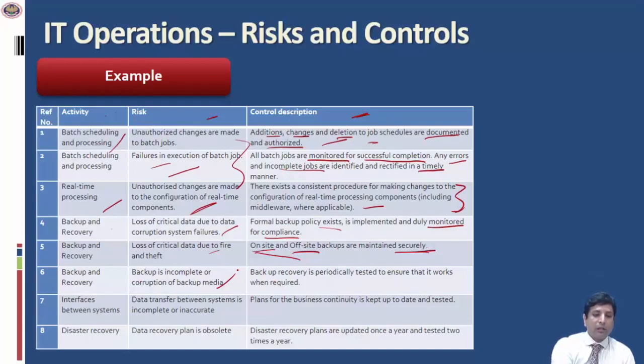So for this, there is a control which says that backup recovery is periodically tested. So there is a periodic testing of the backups which have been taken to make sure or ensure that the backups are working when required. So the backups will be in a position to be used and they will be able to recover the lost data in case there is a loss of data. So that is the control which exists to protect against the risk of incomplete or corruption of backup media. Backup media here could be a tape, disc, or even a DVD or a CD.